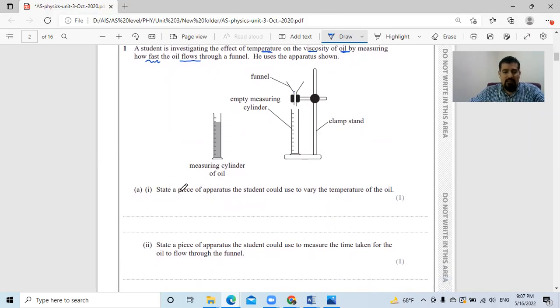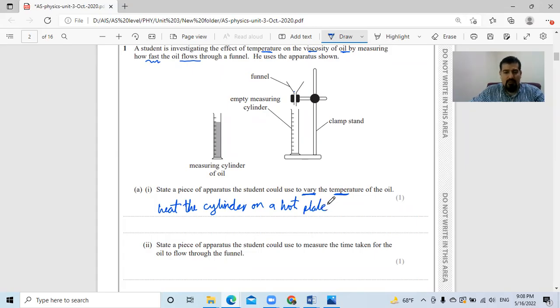Part A. State the piece of apparatus the student would use to vary the temperature of the oil. If I want to vary the temperature of the oil, that means I need to make it colder or make it hotter. Yes, we can use an ice bath. Thank you, Hamza. We can use a hot or cold water bath and we put the measuring cylinder inside it, or we can put it on a hot plate directly. So heat the cylinder on a hot plate or hot water bath, no problem.